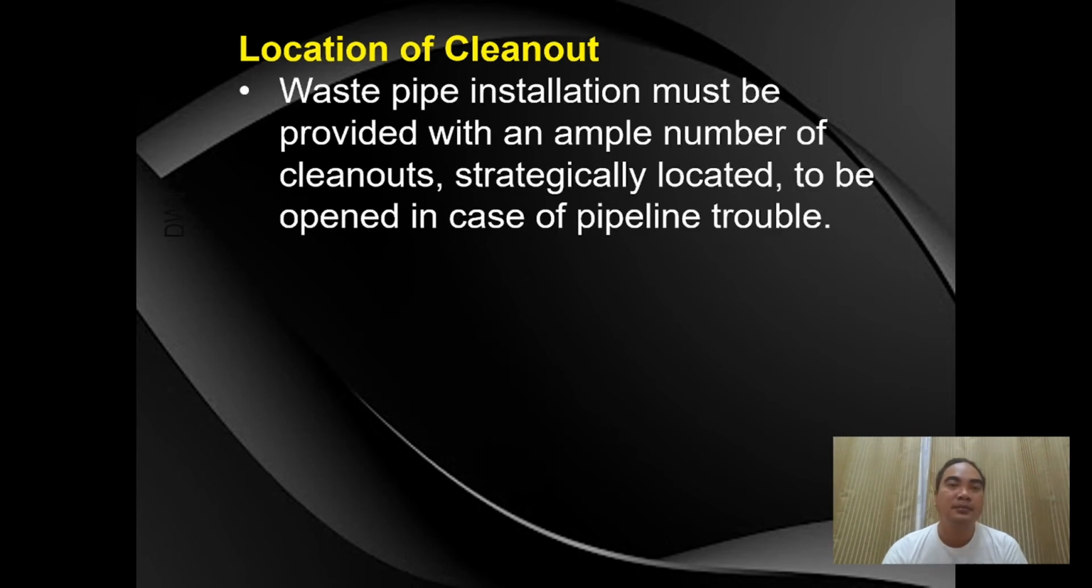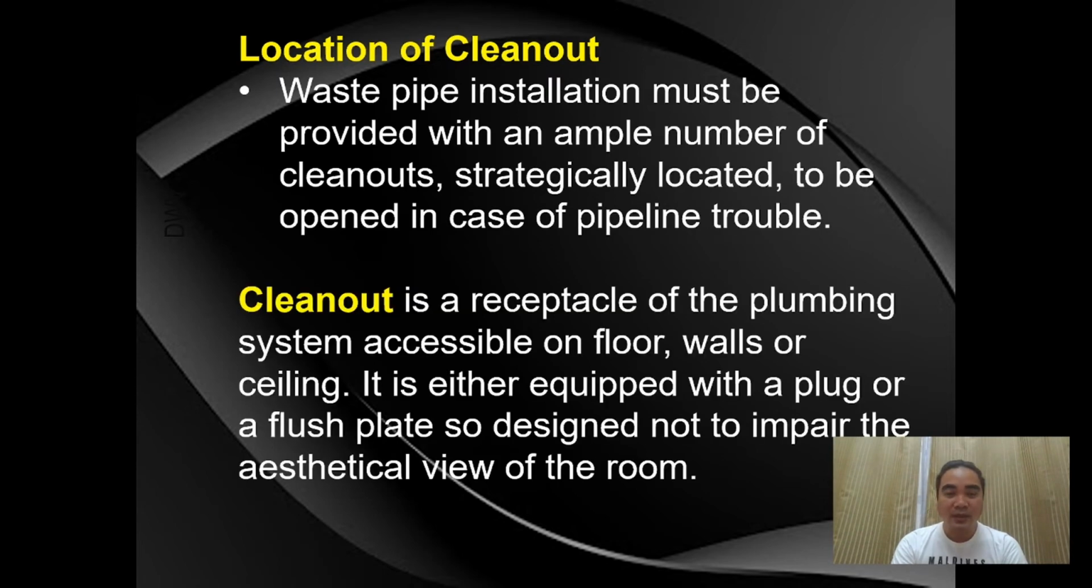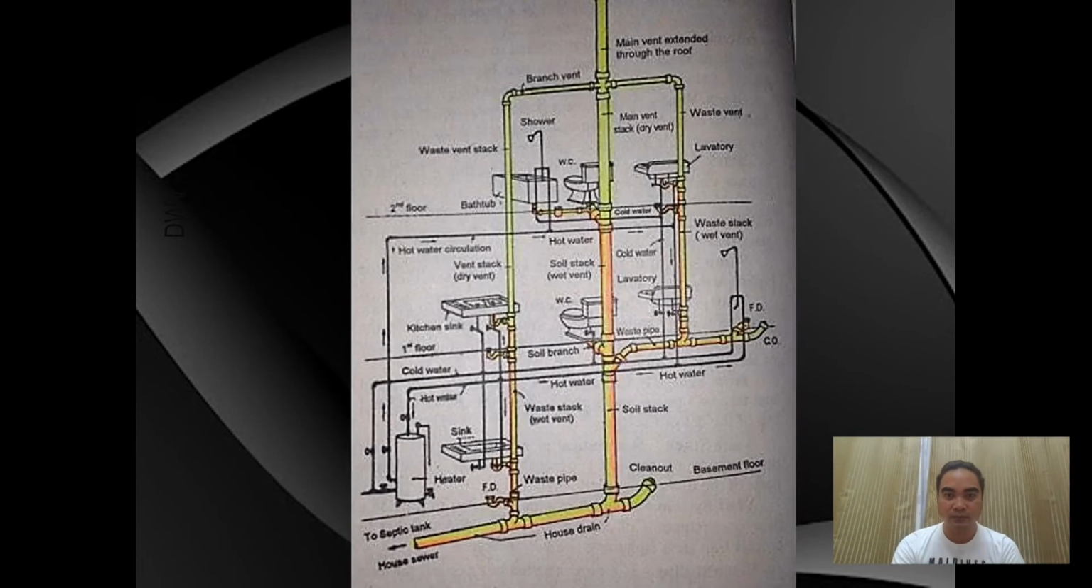Location of clean out. Waste pipe installation must be provided with an ample number of clean outs strategically located to be opened in case of pipeline trouble. Cleanout is a receptacle of plumbing system accessible on floors, walls, or ceiling. It is either equipped with a plug or a flush plate, so designed not to impair the aesthetic view of the room. Cleanout.